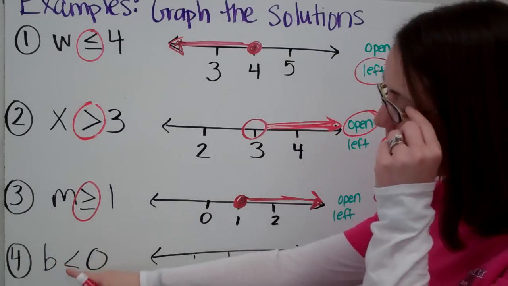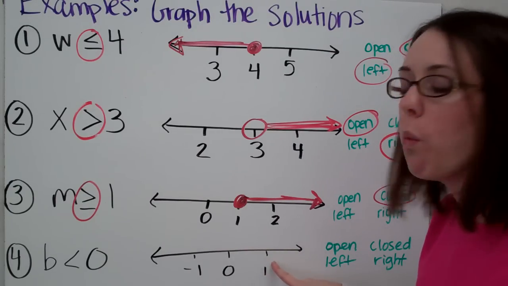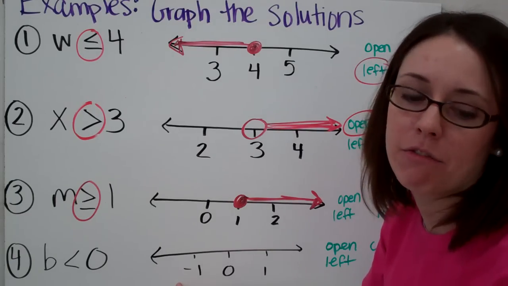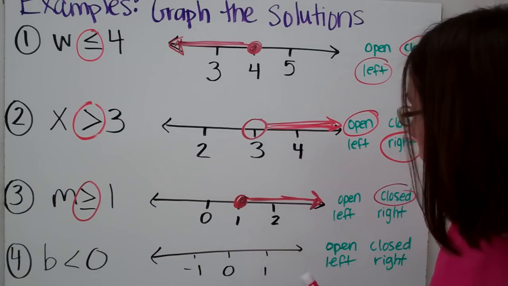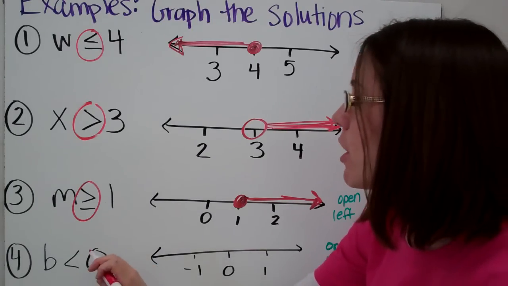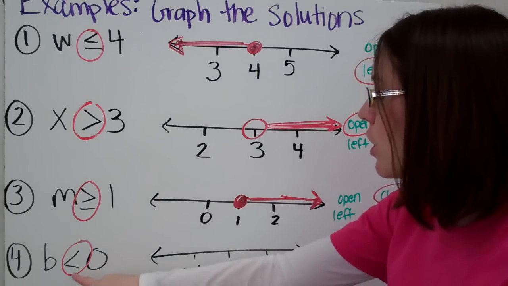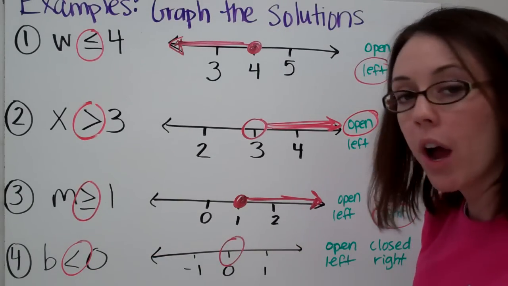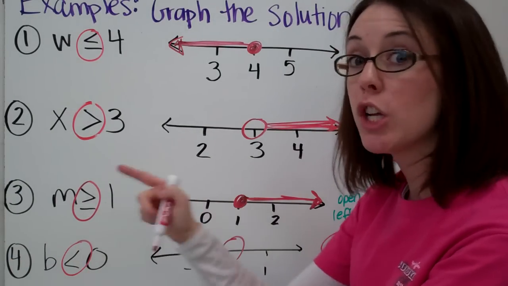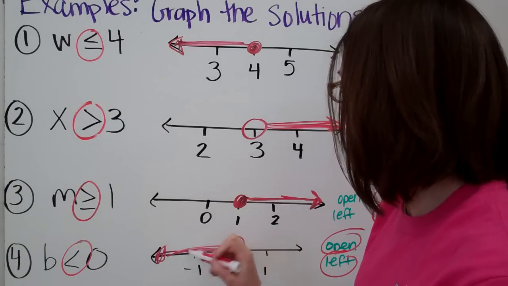Number 4, b is less than 0. Draw your number line. 0 goes in the center, 1 number above it, which is 1, and the number below 0 is -1 on our number line. Open circle or closed circle? This is an open circle because it doesn't have equal to, so we're going to have an open circle on 0, and we're going to shade to the left because it's pointing to the left. So open circle shaded to the left.